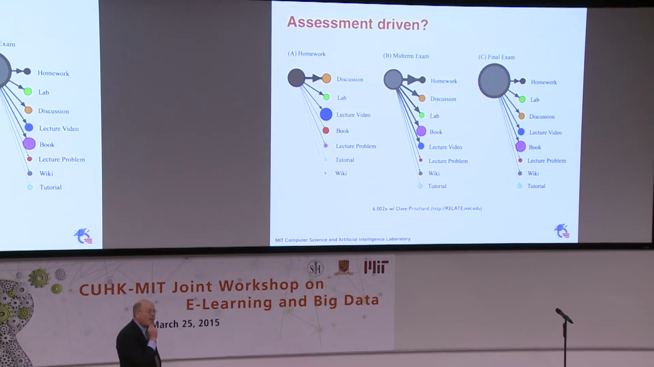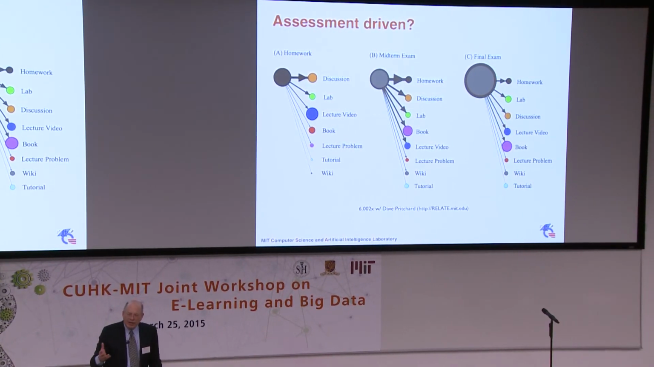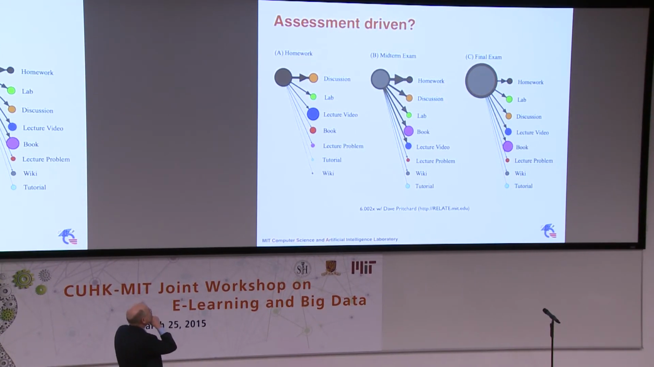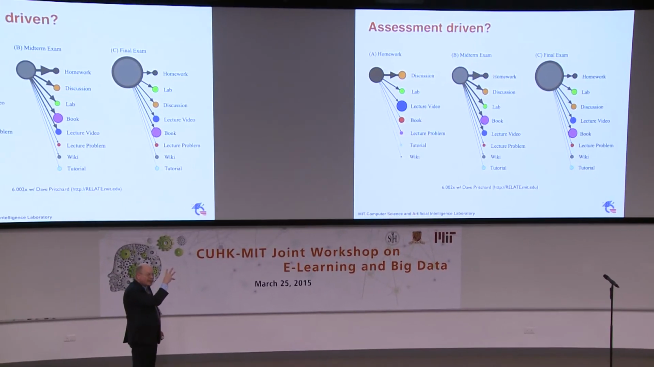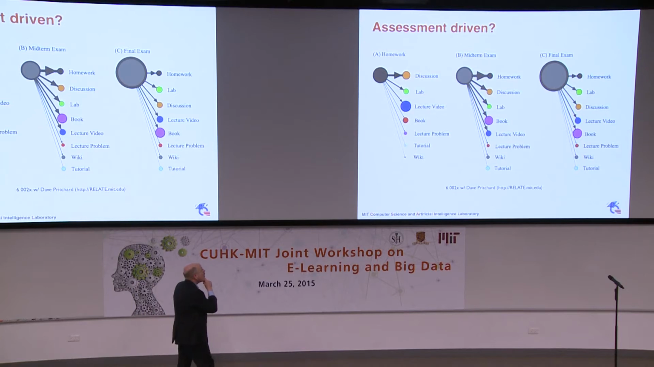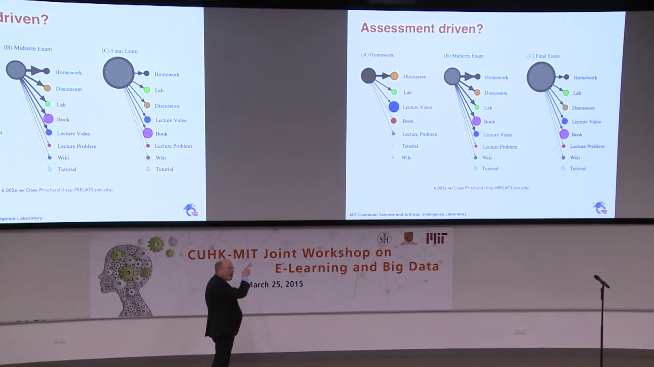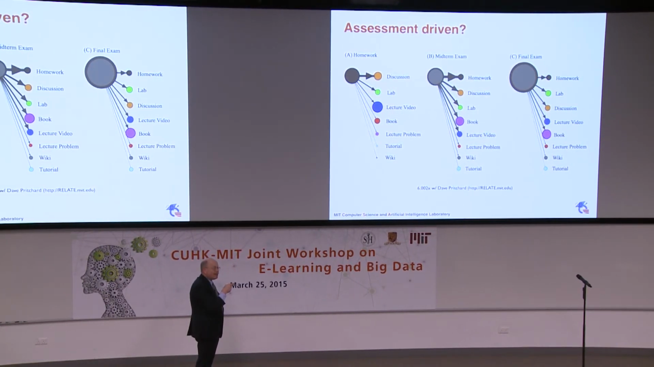It's interesting to see how people are assessment driven. This is not really much news. The circles show the amount of time they spent. So on an average homework, on the midterm exam, on the final exam, you can see that the time they spent on the final exam was about twice what they would spend on a homework. But then you see why they were doing that. What did they go look at?